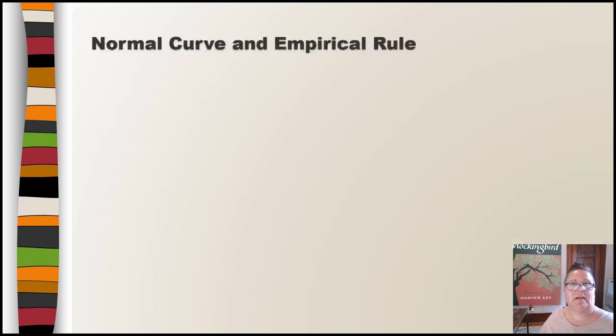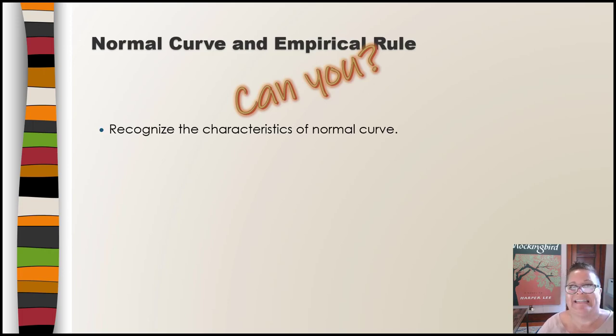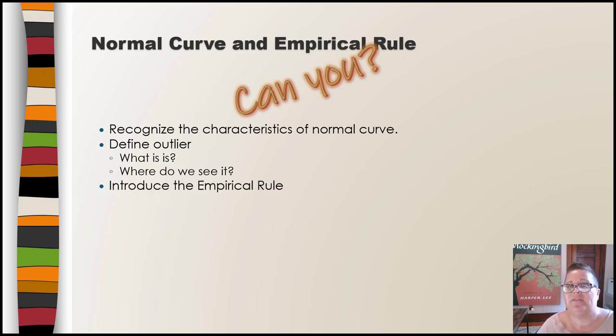All right, what do we got going on next? So that's sort of it for today. Can you do the following? After this presentation, can you recognize characteristics of a normal curve? If I asked you for 4, 5, or 6, could you list them? Could you define an outlier in terms of its actual definition, but would you recognize it when you saw it? Could you, if given a piece of data, figure out whether or not it's an outlier based on the mean and the standard deviation?